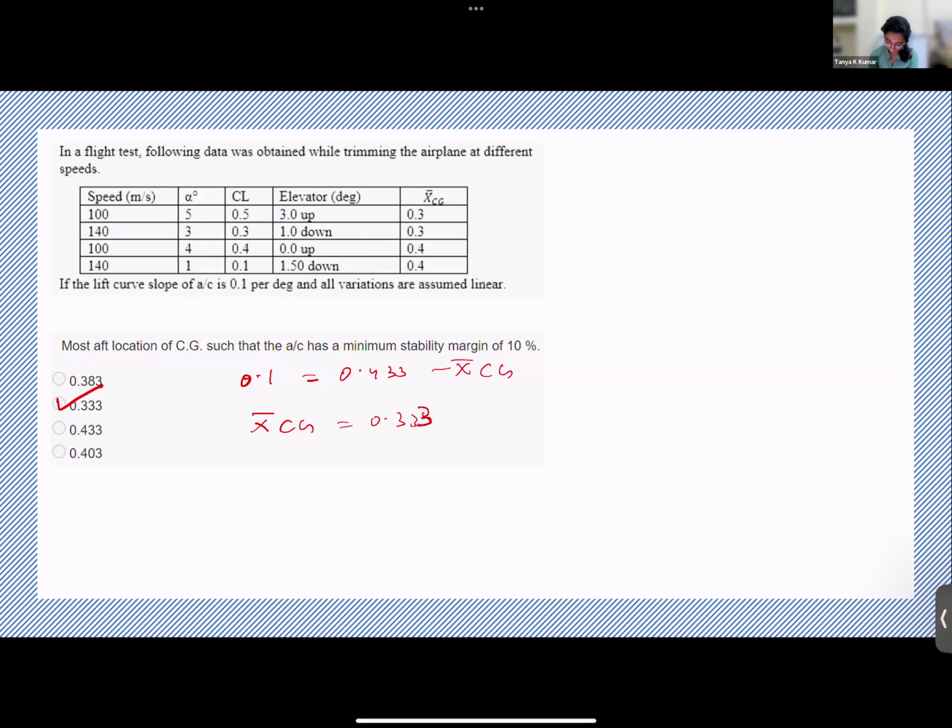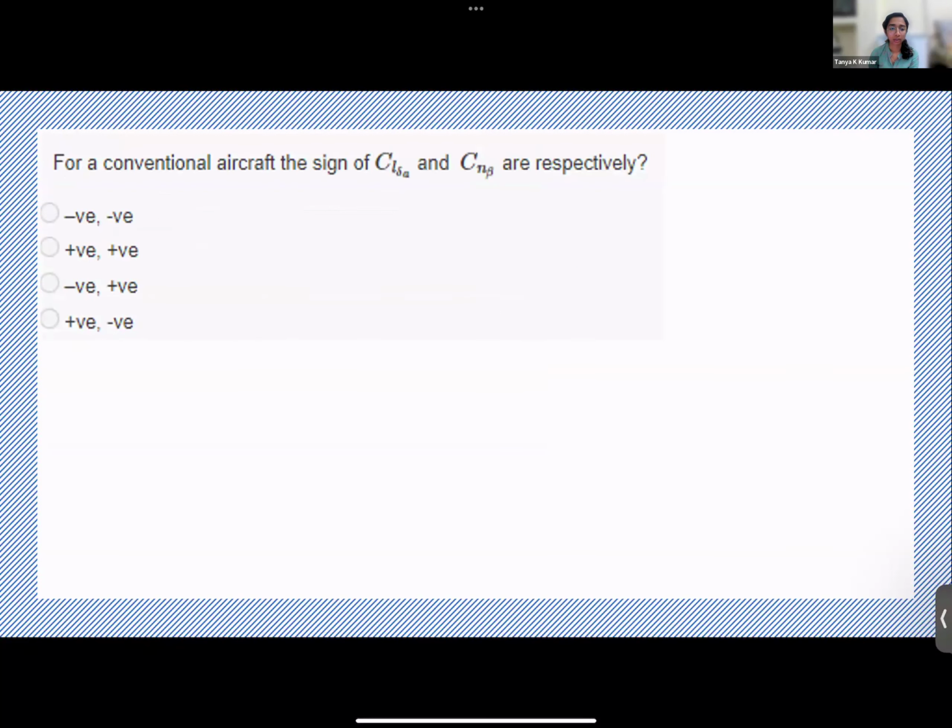All right. Next question. Okay, so this is not from the series. For a conventional aircraft, the signs of CL delta A and CN beta are, respectively, what? Now I think we have done this a considerable number of times. Try doing this, tell me. Let's just try finding out the signs of all these stability derivatives, okay? So let's just do it.